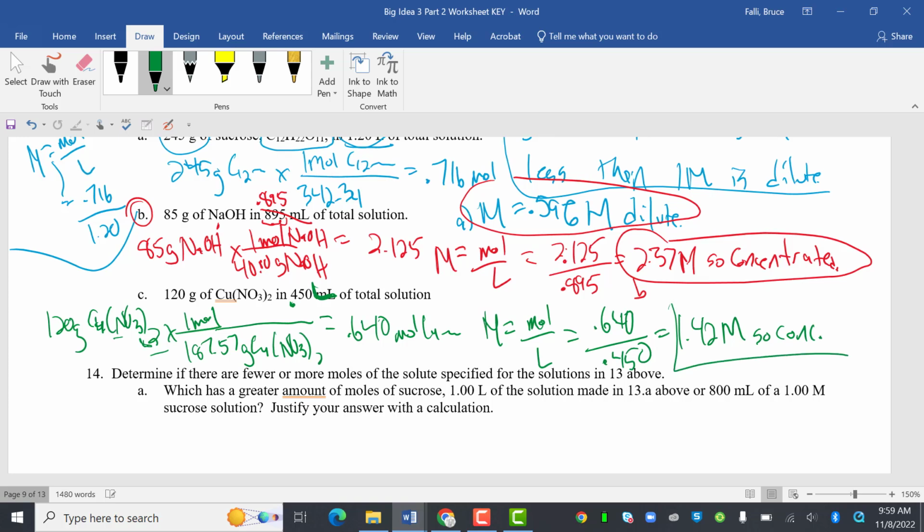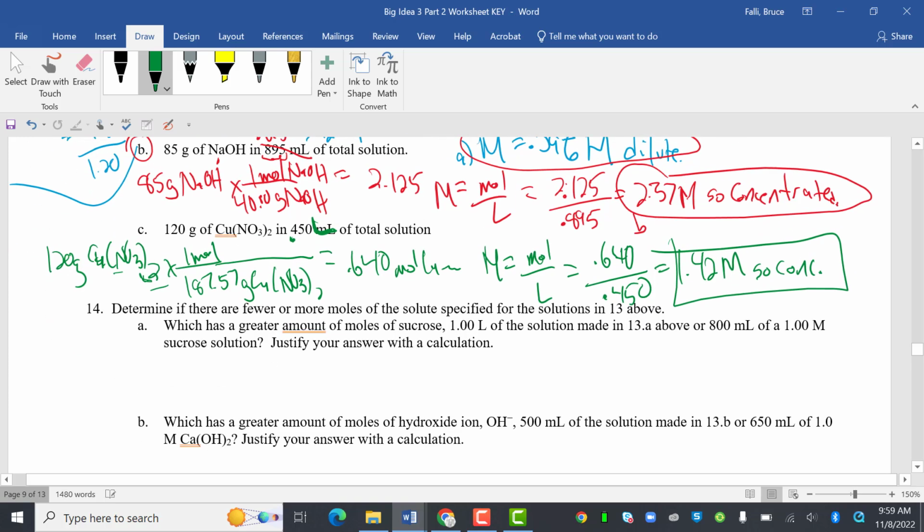Remember, concentrated and dilute is a relative term, so it's how it is compared to the other one. To tell whether there are fewer or more moles of a solute specified for solution 13 above: which has a greater amount of moles of sucrose? Okay, so if I'm looking for moles, this brings us back to moles equals MV, molarity times volume. Which has a greater amount of moles of sucrose, 1 liter of solution made in 13A above, or 800 milliliters of 0.1 molar solution? Justify your answer with a calculation.